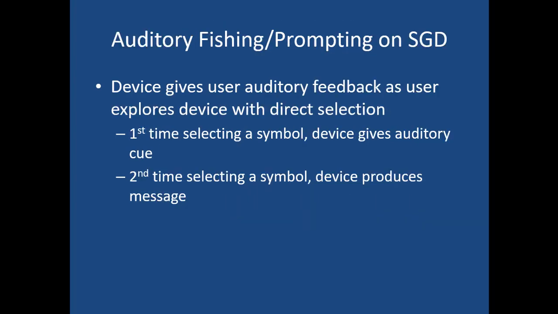Okay, and so just a couple of other examples. Auditory fishing is useful with direct selection. When you're using auditory fishing or auditory prompting, the device can be configured so it gives the user some auditory feedback as they're exploring their device with direct selection. So the first time a person selects a symbol, the device gives them an auditory cue. And in order to actually select that symbol and produce a message, they need to select the symbol twice in a row. So then the second time they select a symbol, the device produces the message that corresponds with that symbol.